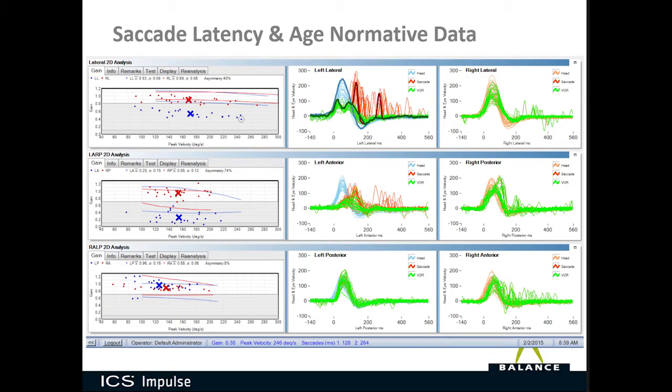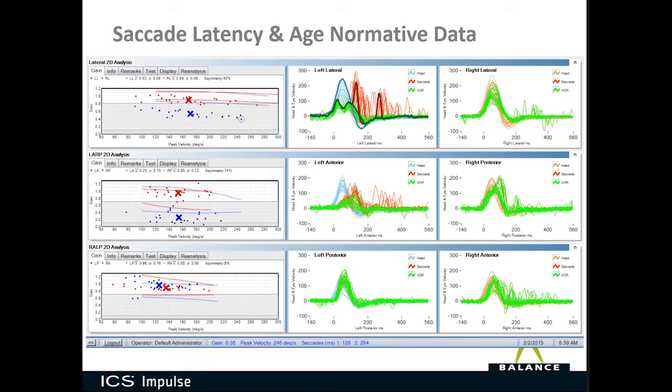And the next thing that's new is the saccades. So the first saccade, this saccade right here, saccade 1, is at 128 milliseconds. The second saccade, this one right here, saccade number 2, is at 264 milliseconds. And this data can be exported for research purposes. So the next thing is the age normative data.